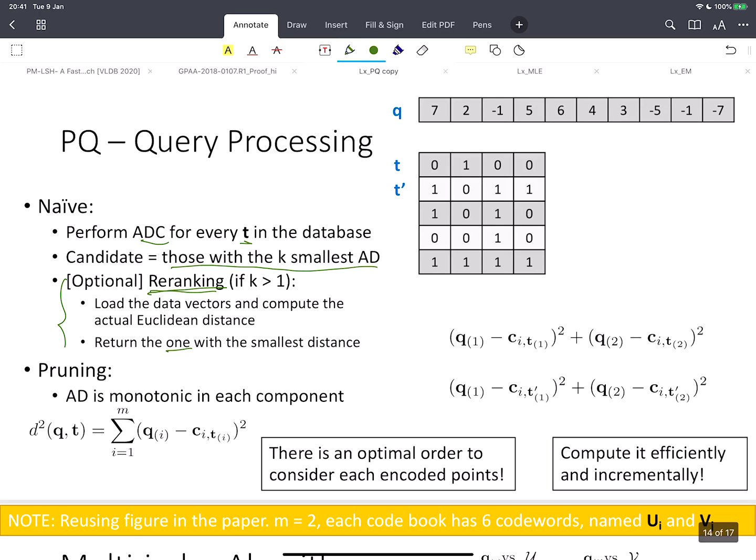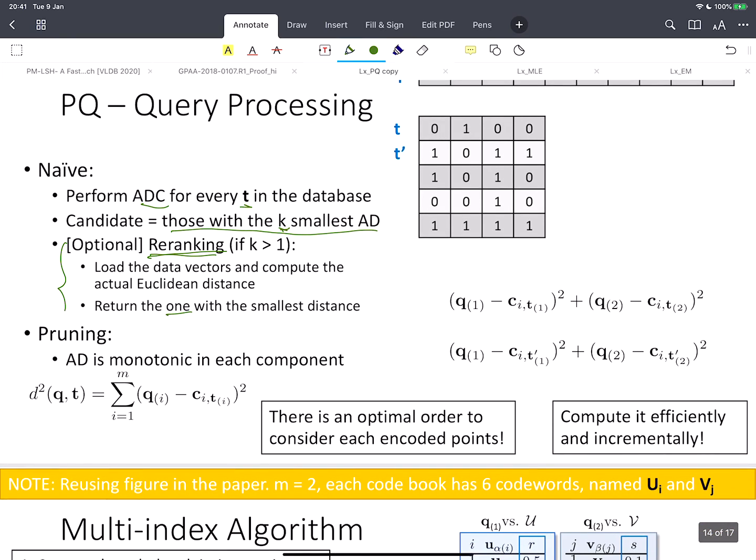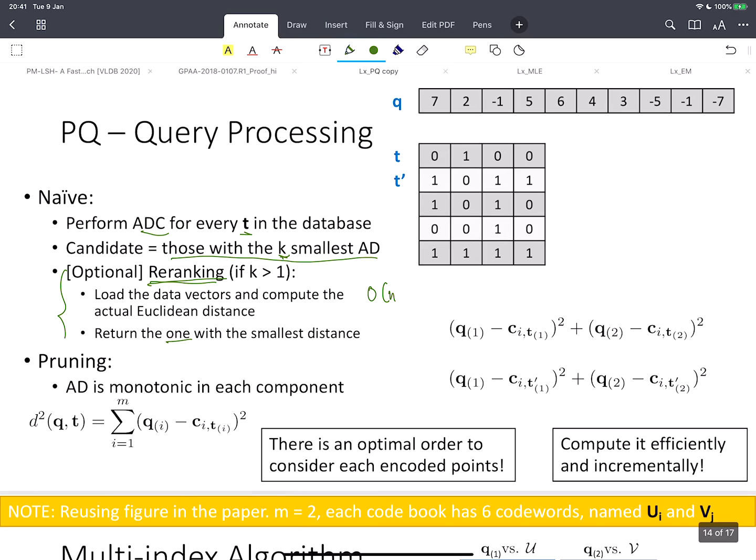It requires loading high-dimensional vectors. So in many cases, we can just return the k. If you only require one, you return the one with the smallest AD, or you can do ranking based on some other criteria. Okay, so that's the general idea. If we do something like this, the cost is actually O(N), although the constant hidden inside could be smaller because the dimension is smaller. Okay, can we do better?